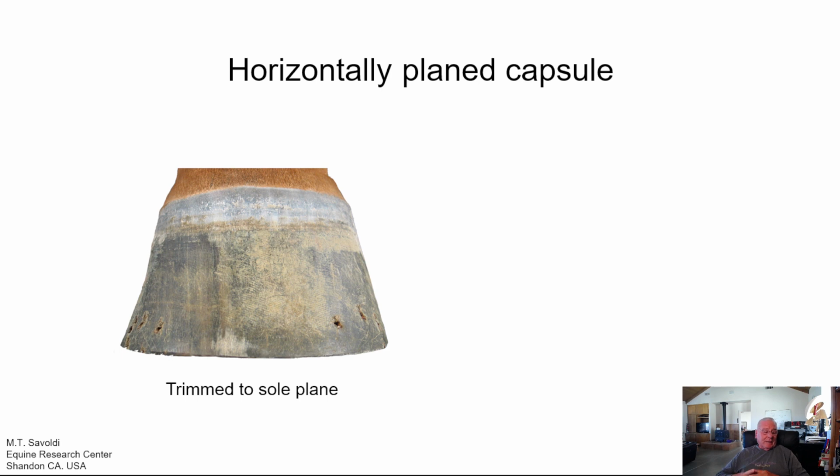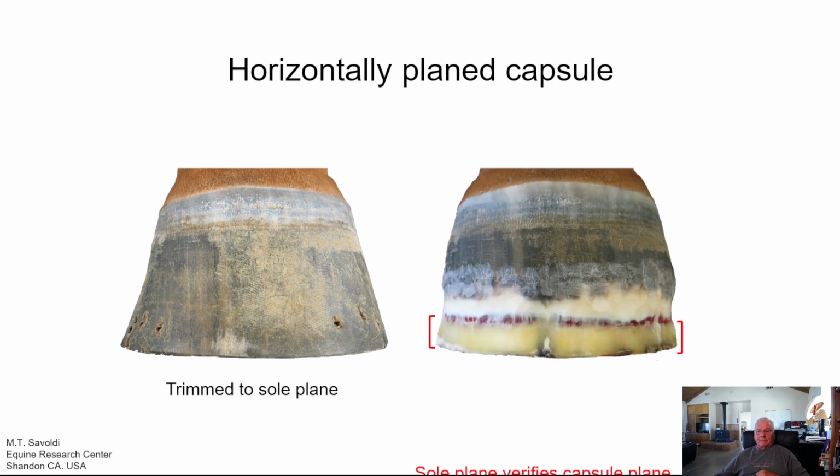Now, I've been talking a lot about all these different planes and axes and things like that. But let's verify what we're saying, because I'm talking about a horizontally planed hoof capsule. Well, we can verify this, because there's some very unique things about anatomy. So I'm going to take this foot. It says it's been trimmed to the sole plane, and I'm going to remove the distal border of the hoof wall. There's the sole plane. It verifies the capsule plane.